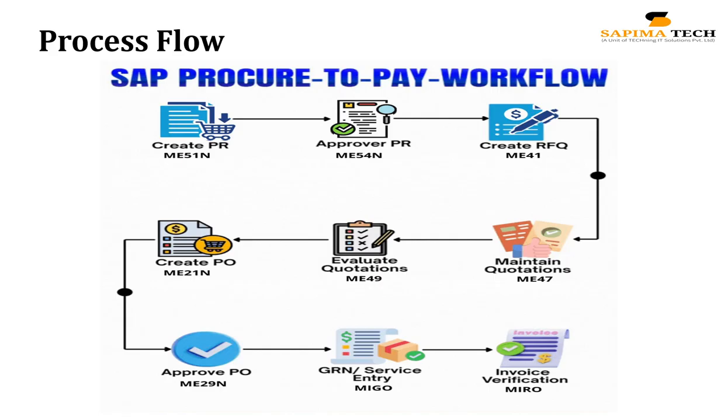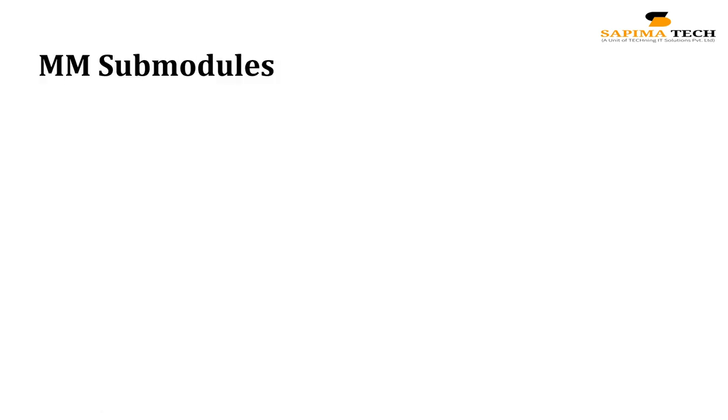Based on that, the invoice verification starts, which leads to the payment to the vendors. Now coming to the sub-modules of MM, SAP MM basically focuses on purchasing. That is the first and most important sub-module of MM, which will guide you through the purchase requisition, purchase order, contract, RFQ, scheduling agreement, pricing, all the details.